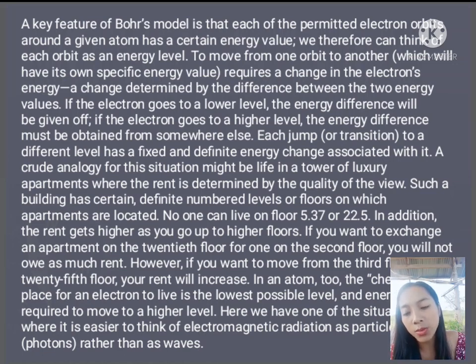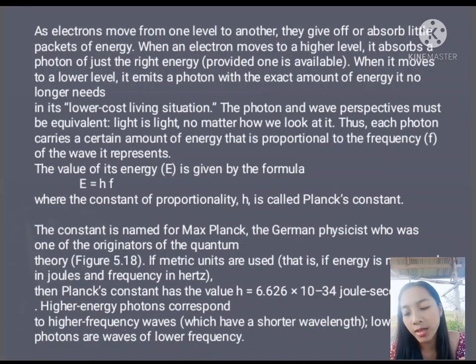In an atom, the cheapest place for an electron to live is the lowest possible level. Energy is required to move it to a higher level. So when it moves to a higher level, it absorbs a photon of just the right energy, provided one is available. When it moves to a lower level, it emits a photon with the exact amount of energy. It no longer needs it in its lower cost living situation.